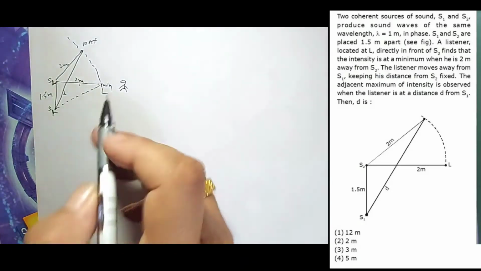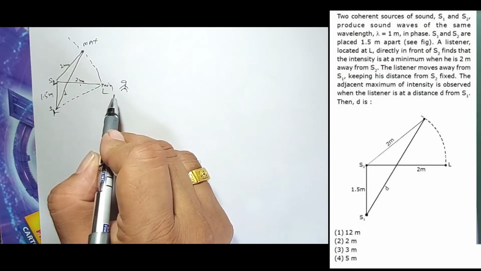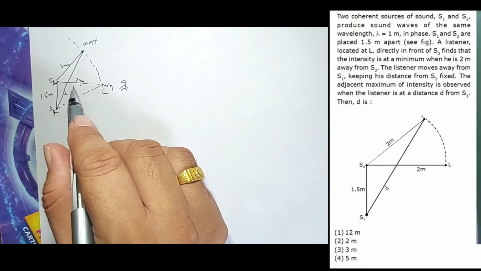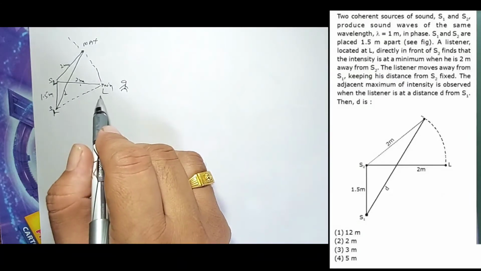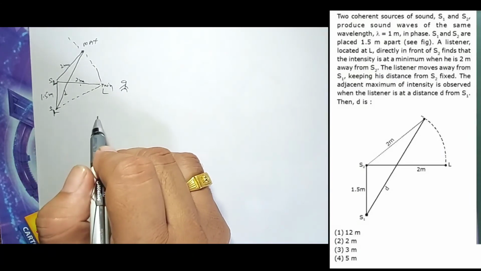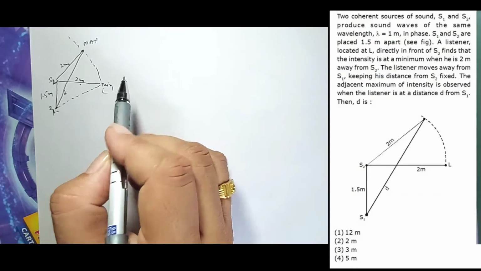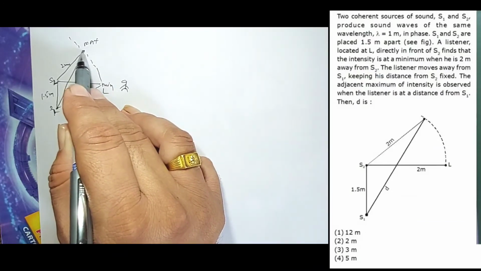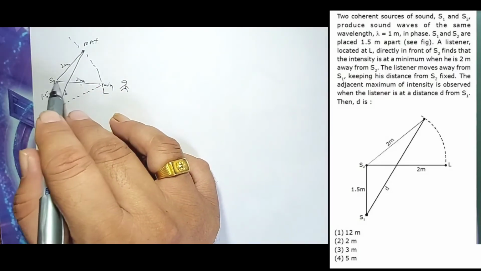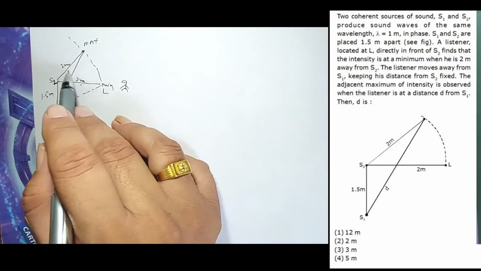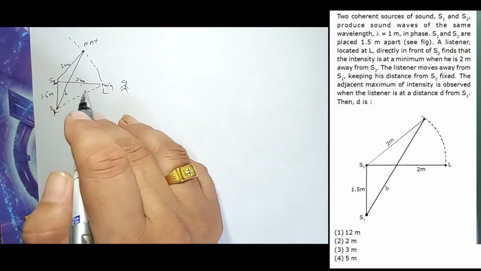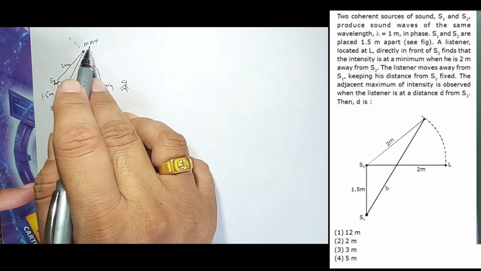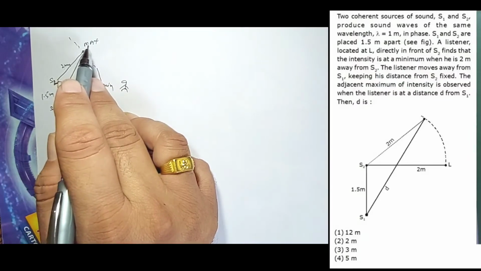Okay. So, here he is a listener. Initially the listener is exactly in front of S2 at a distance 2 meters at a position L. He hears the minimum sound. Now, the listener moves along this path and reaches this point. Again, the distance between listener and S2 remains fixed, 2 meters. He hears maximum sound here.